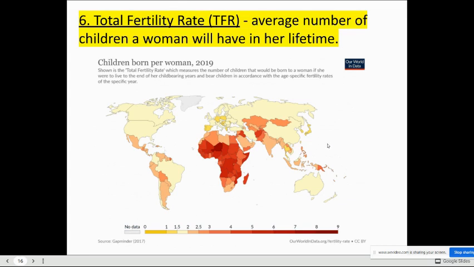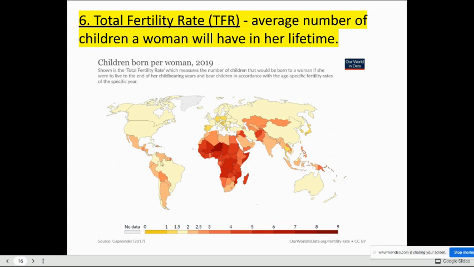Going along with birth rate, the total fertility rate is the average number of children a woman will have in her lifetime. So let's say the number is 2. That means the average number of children a woman in that country has in her lifetime is 2. Some women are having 4, some women are having 0, some 1, some 8. But on average, in that country, there is an average of 2 babies being born.